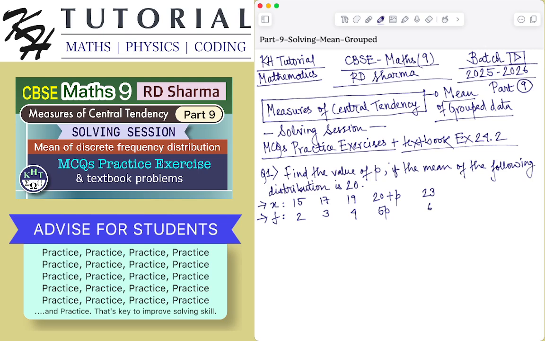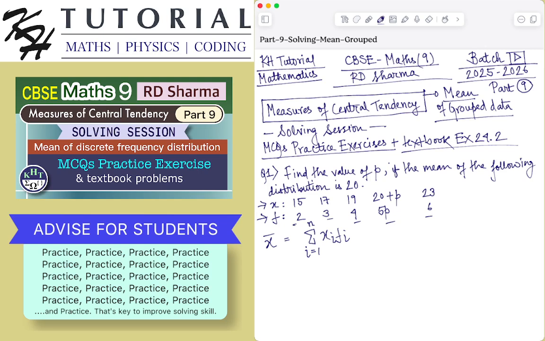So we know that the mean for a discrete frequency distribution is summation of xi fi, that is each value multiplied by its frequency, i ranging from 1 to n, that is over all the observations, all the unique values of the variable. In this case, how many unique values are there? 1, 2, 3, 4, 5. So 5 discrete values of the variable are given.